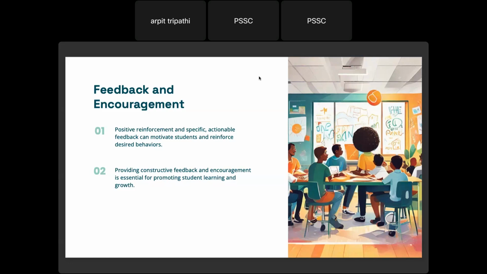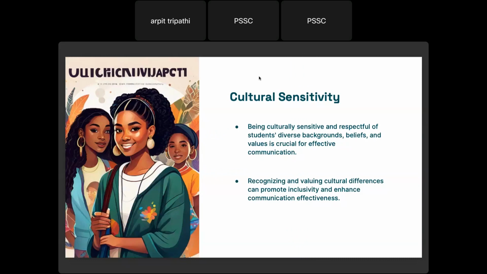Dear teachers, now people are migrating. A lot of students from a lot of backgrounds may appear in your classroom, or may have already come into your classroom. So being culturally sensitive and respectful of students, their diverse backgrounds, the beliefs they are coming from, and their values is very, very crucial for effective communication between student and teacher.